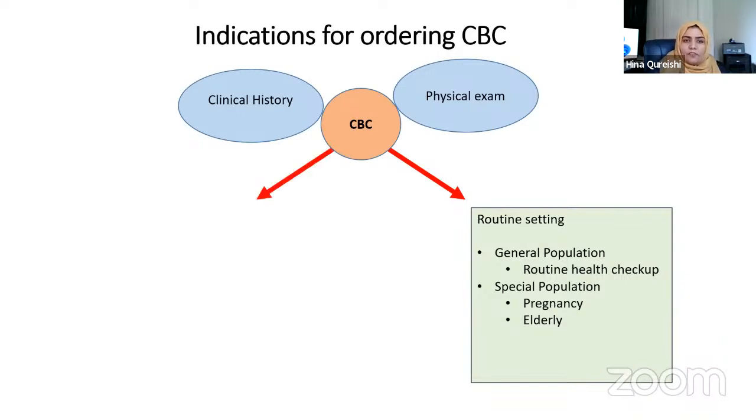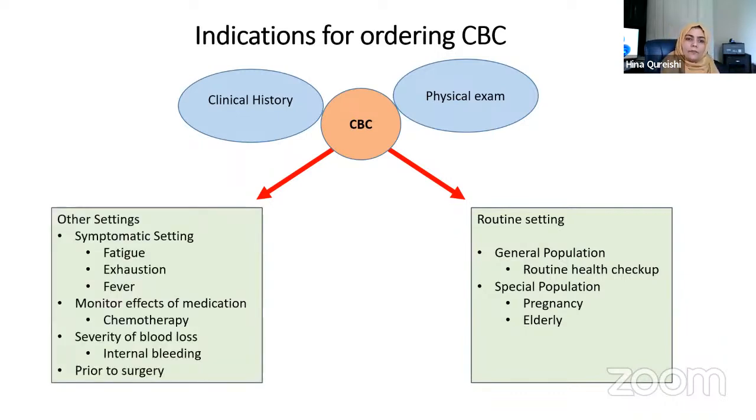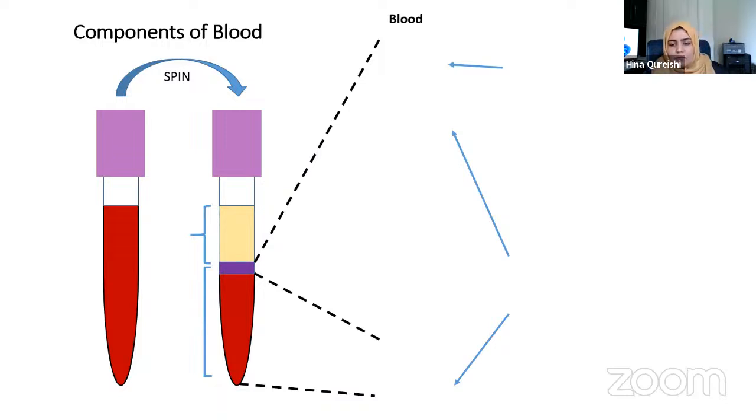On the other hand, if the clinical history and physical examination show some concern, or you have some indication that there may be abnormalities leading to the patient's symptoms, then the CBC is ordered. So the symptomatic setting is usually fatigue, exhaustion, fever. Sometimes it's done to monitor the effects of medications like chemotherapy and growth factors, and also to look at the severity of blood loss, whether the patients have any internal bleeding or not, usually post-surgery. Also prior to surgery, a CBC is done as a baseline. So those are generally the settings where CBC is ordered.